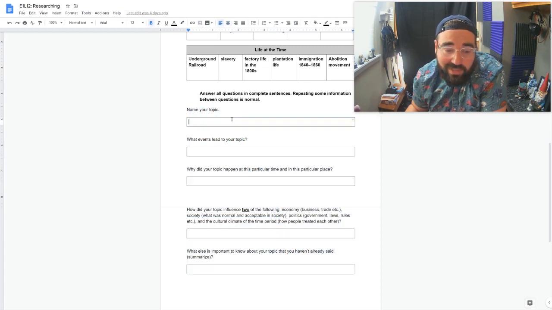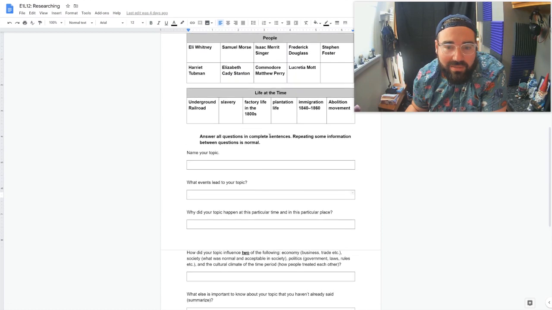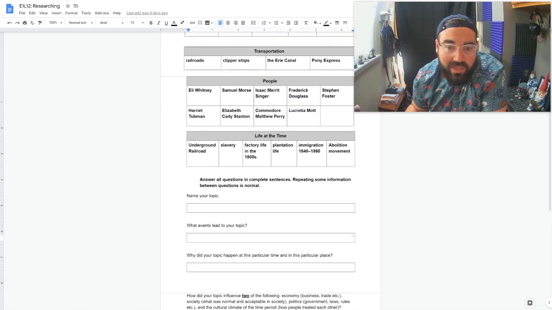Once you've found that source, I suggest you make yourself familiar with the questions down here below. The first one I know you can answer easily. It says, name your topic. Then, what events led to your topic? As in, why did this happen? So if you chose slavery, why did slavery happen in America? Or if you chose factory life in the 1800s, what was life like and why did that life exist? Like, why was it the way it was? So that's really what you're saying, is why is this the way it is? Why did this happen?